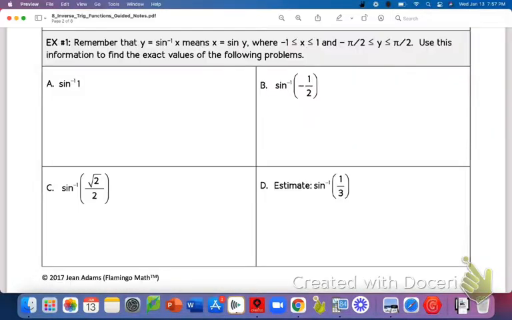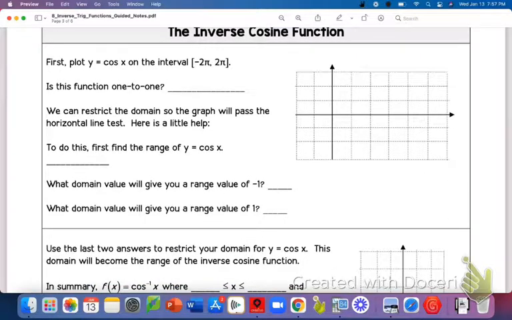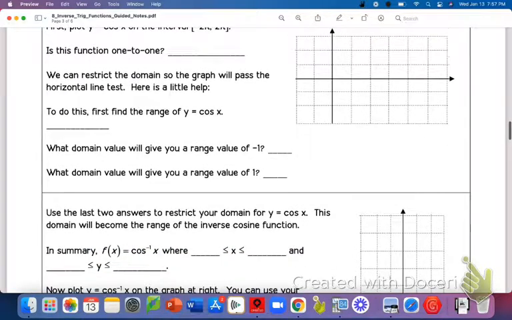All right, so now let's jump to cosine. So cosine, let's go ahead and plot that. Let me scroll this up so I can get it all in there.